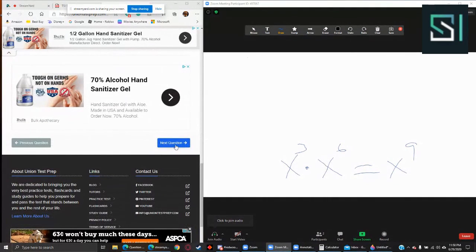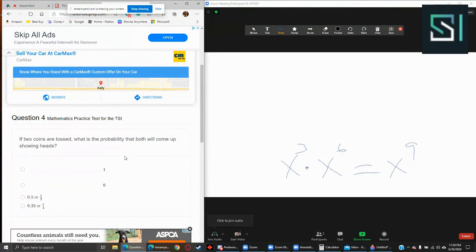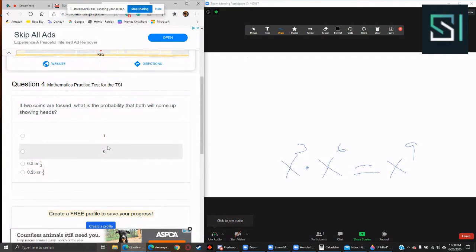If you don't see those on the TSI. We see probability was on the TSI. So don't spend too much time on this if it's not on there. Okay, so that's right. Two coins tossed. Probability of both coming up showing heads.